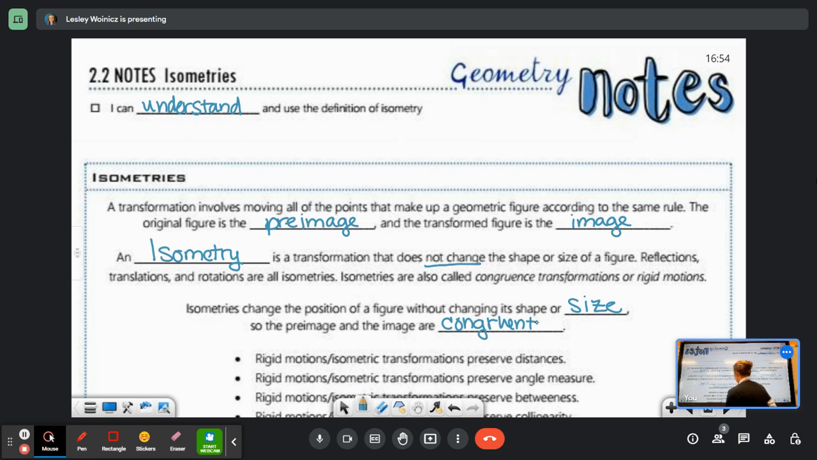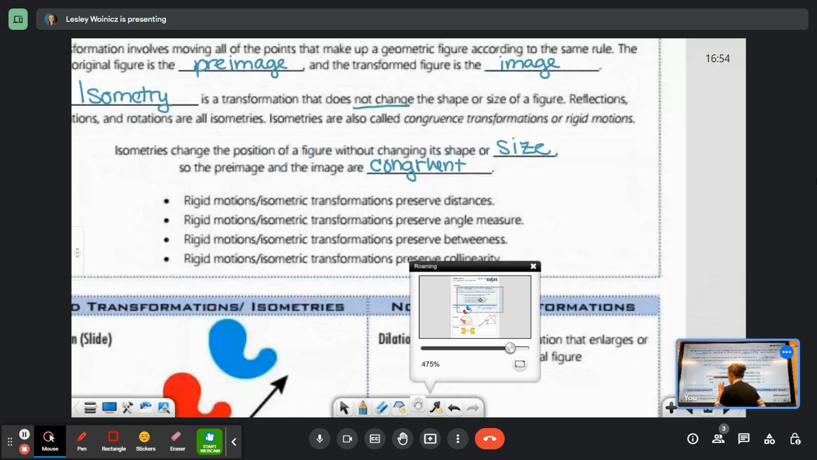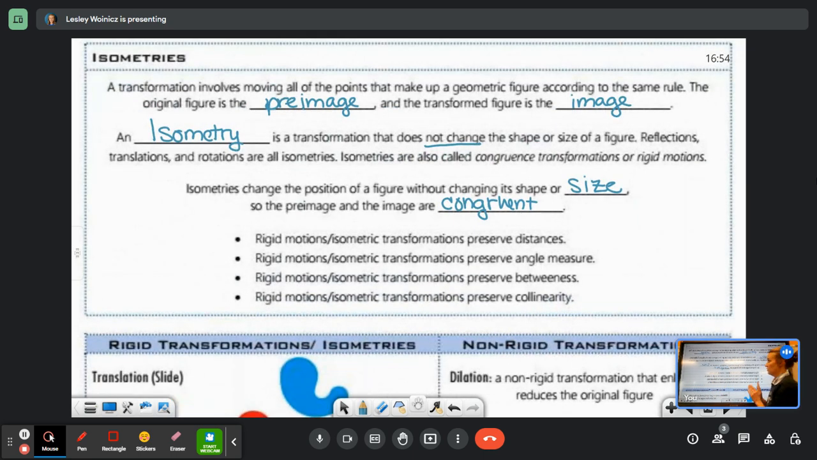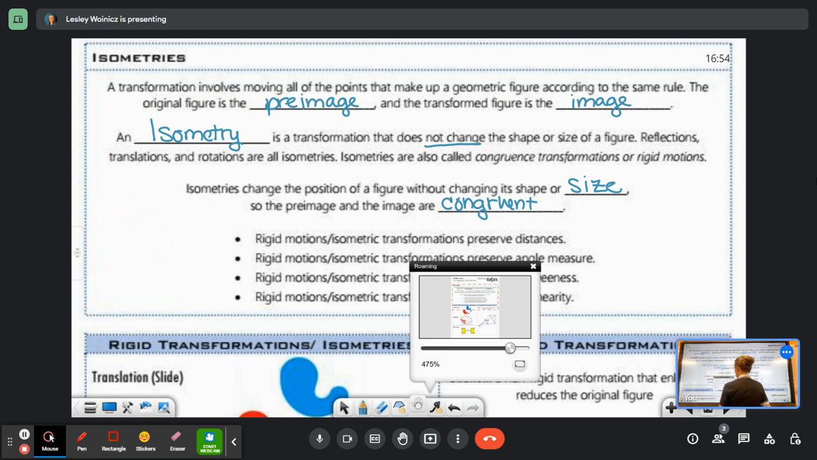So these are the reasons that the image and the pre-image are congruent: in a rigid motion, or isometric transformation, we preserve distance, we preserve angle measure, we preserve betweenness. That is, if a point is between 2 points, it's going to be between those same points in the image. It preserves collinearity. So if points are collinear in the pre-image, they're going to be collinear in the image.